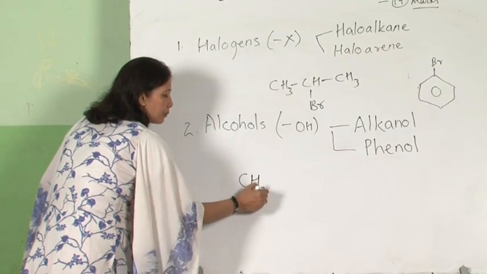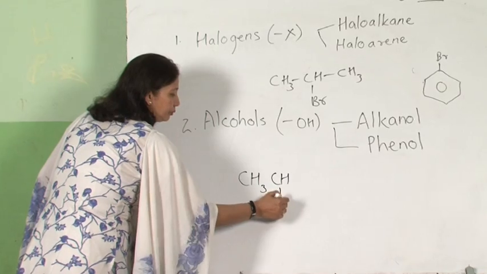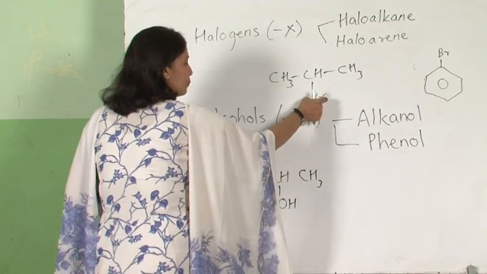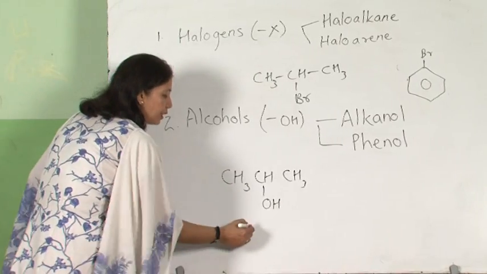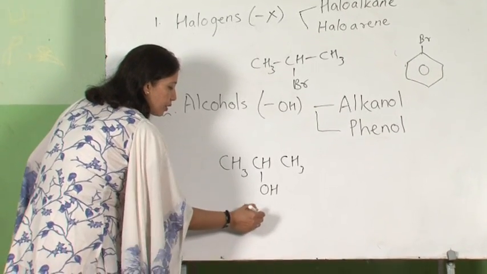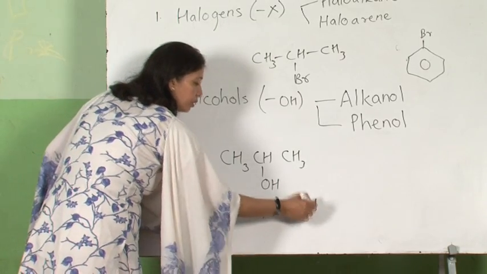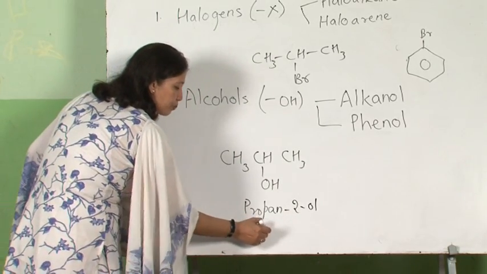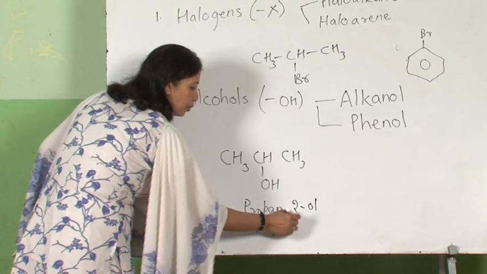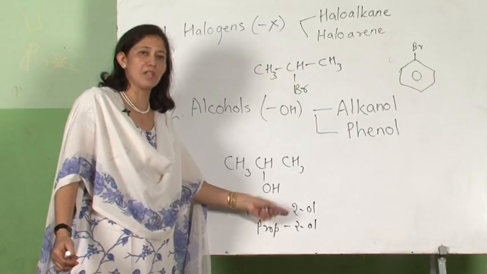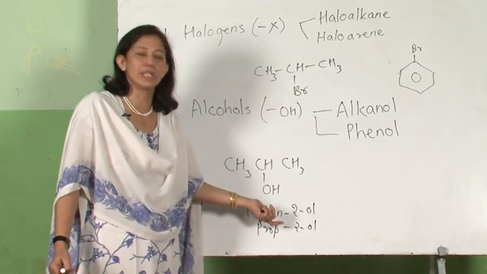If I take this compound, just like this, here I am replacing the Br part with an OH, then I give the name as propan-2-ol. I can also write the name as prop-2-ol. I have removed the E part here. I will also quote an example where I am going to retain the E.